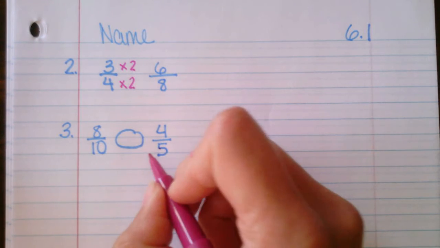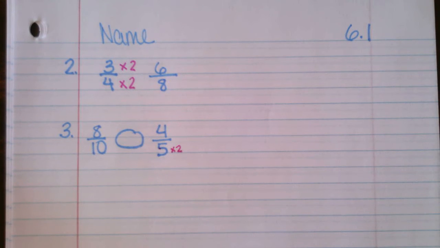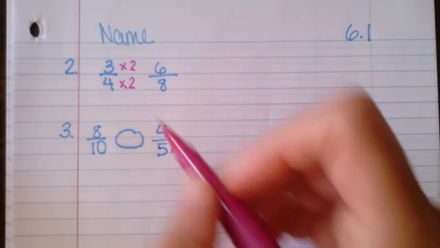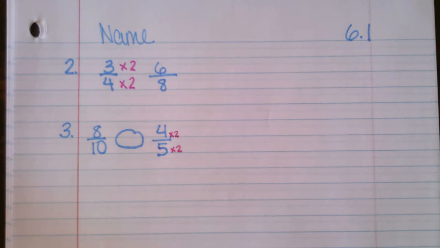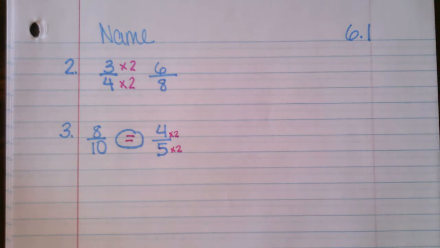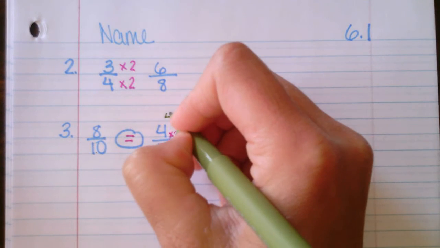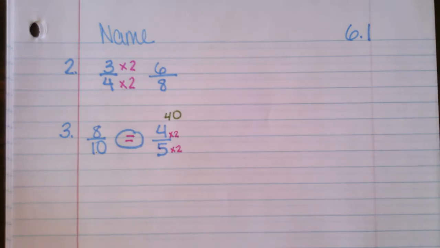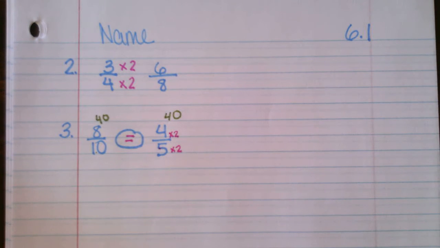I do 5 times 2 gives me 10. Whatever I do on the bottom, I also have to do on the top. So 4 times 2 gives me 8. So 8/10 is equivalent to 4/5. If you did cross multiplication, you would have done 10 times 4 gives you 40, and 5 times 8 gives you 40, so that you know that they're equivalent. Let's check out number 4.